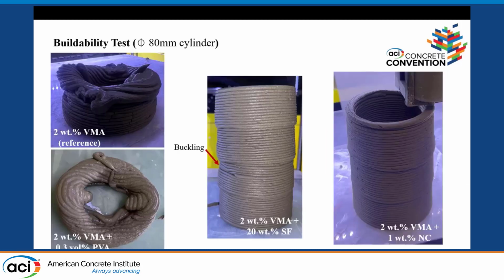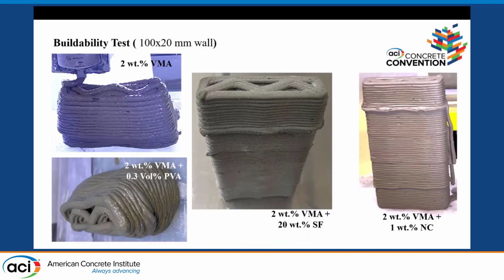And so with the cylinder, it was exactly what I thought. So with the VMA, with my PVA, and with my silica fume, I was buckling. So I had local buckling, and then this was literally on the onset before this whole thing buckled and collapsed. With the VMA and nanoclay, I was able to keep going until I reached the maximum print height of my printer. With my walls, I had static yield failure for both my VMA and my PVA, but both my silica fume and my nanoclay mixes actually went to as high as my printer goes.